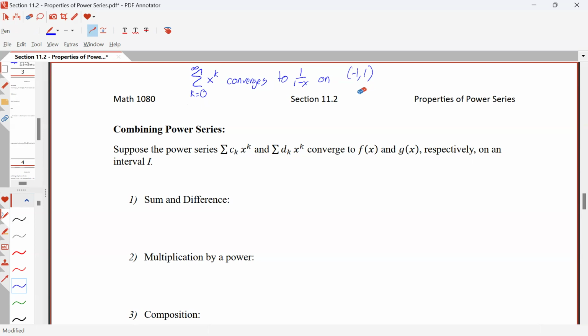Then we have the sum and difference rule: the power series of the sum of c sub k plus or minus d sub k, we could be either adding or we could be subtracting, times x to the k, will converge to f of x plus or minus g of x on that interval I.